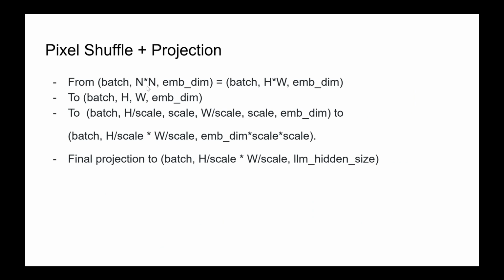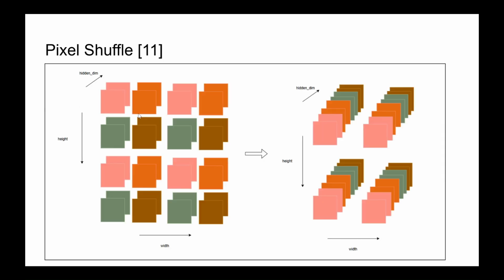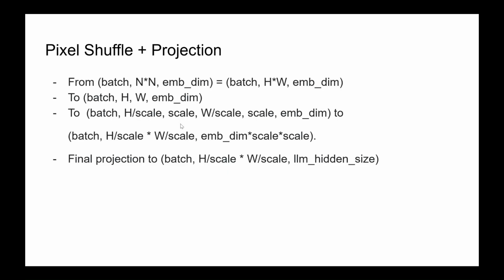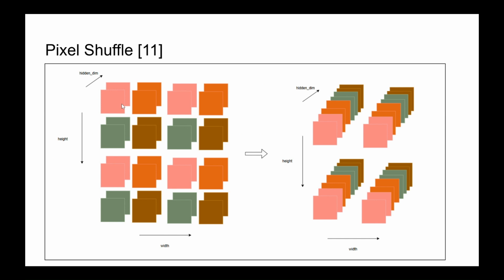So the n by n is actually h by w, and then we are going to separate this h times w into this H, W grid. And then again, you're going to divide H and W by its corresponding scale. So for example, we have 4 by 4 here.